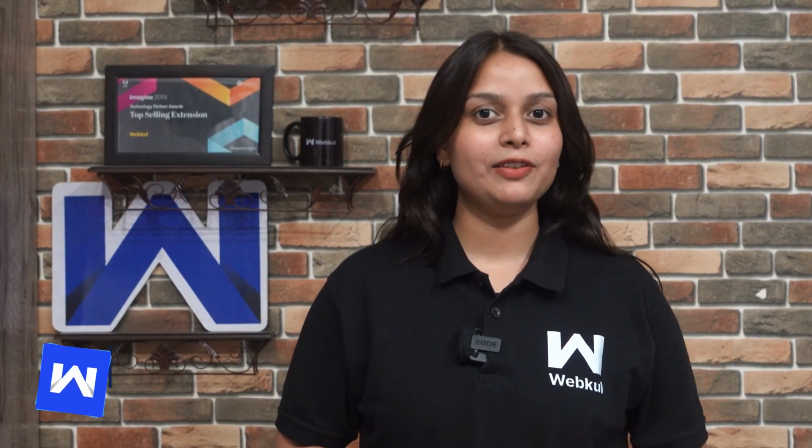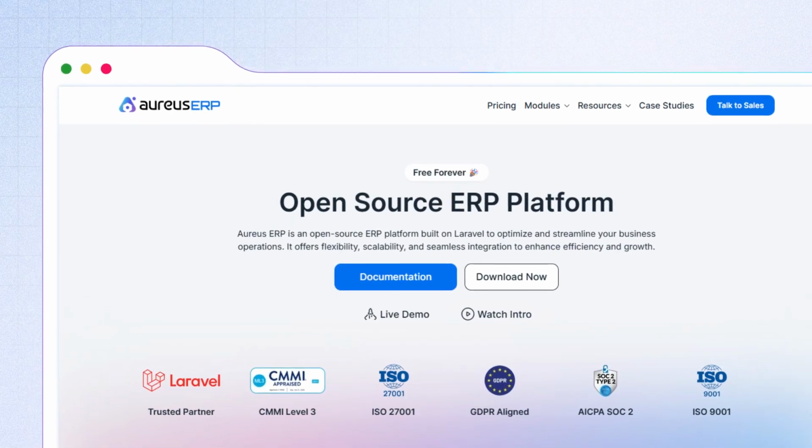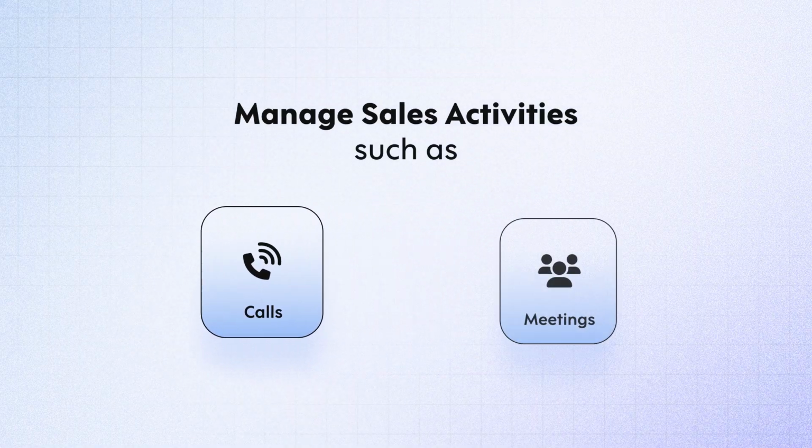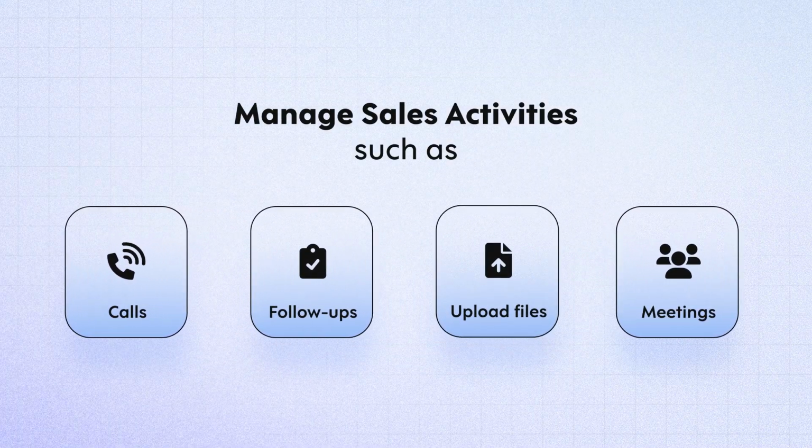In this video, we will walk through the activity type in the sales module of Aureus ERP. You will see how to create and manage activity types that help businesses manage sales activities such as calls, meetings, follow-ups, and upload files. That helps you track your customer interactions and streamline your sales process.